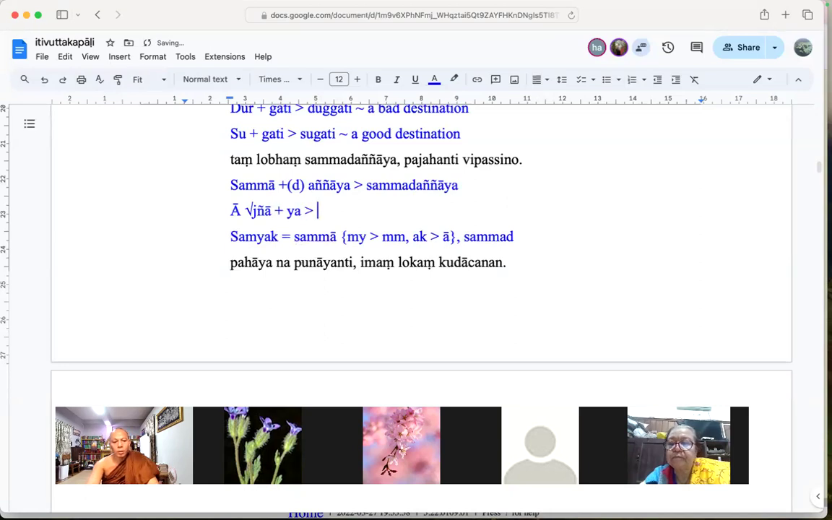In that form, janya becomes nyanya. Because of that double consonant, the vowel becomes short. So that is nyaya: having been known thoroughly, the meaning of that one.